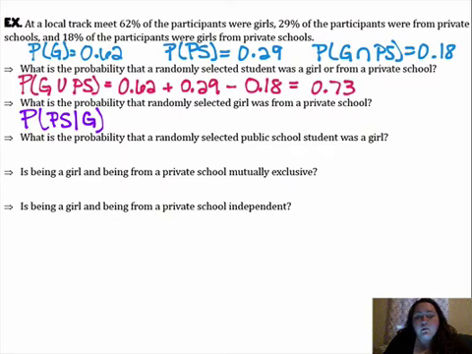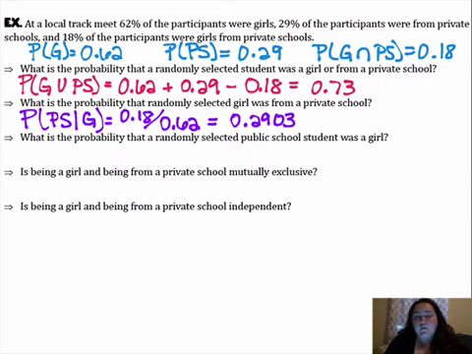What's the probability that a randomly selected girl was from private school? So, given I'm selecting a girl, what's the probability they came from private school? So it's private school given it's a girl. Well, the intersection is 0.18 divided by the probability of girls, 0.62, gives me 0.2903.